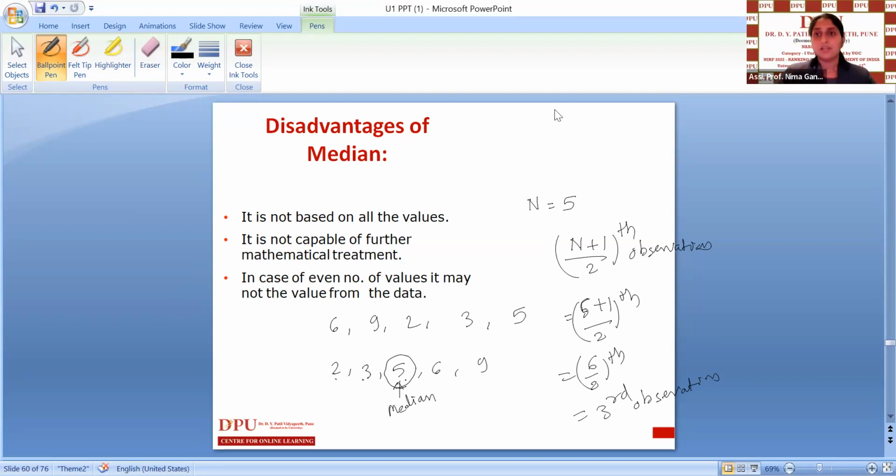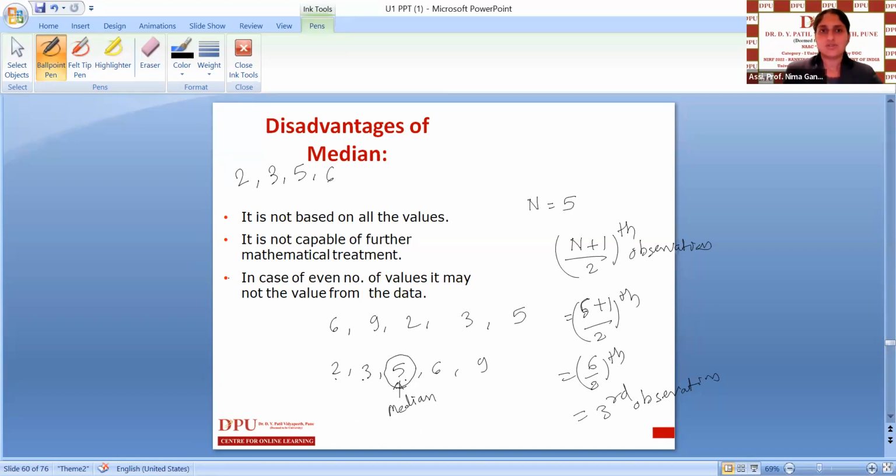Okay, if you have an even number of observations, let's reduce the number. So if you have numbers like 2, 3, 5, and 6, and you have to find the median, in this case the median is the arithmetic mean of the 2 middle observations. That is 3 plus 5 divided by 2, that is 8 divided by 2 is 4, but 4 is not an observation in the data. So this is what is explained in point 3: in case of an even number of values, it may not be a value from the data.